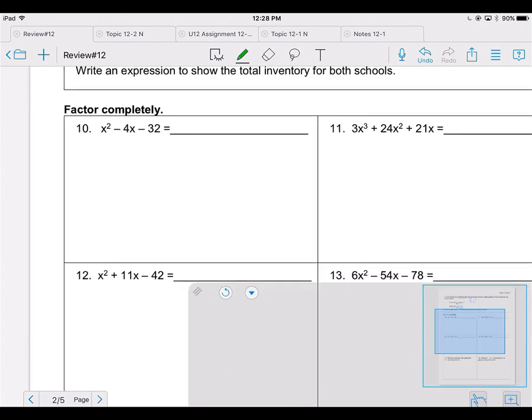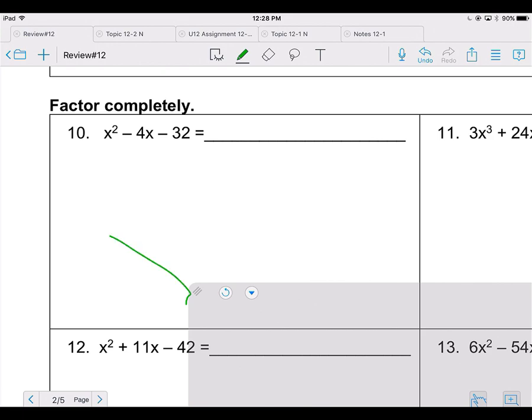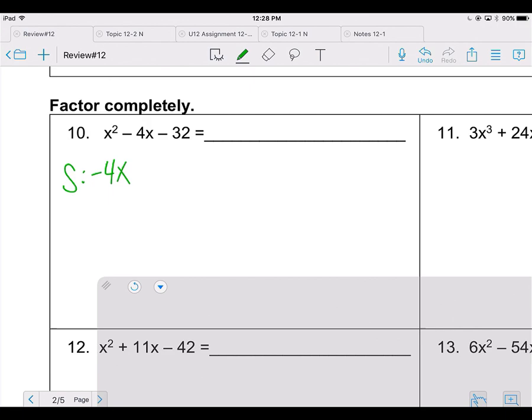We are then asked to take these and factor completely. So the first thing I do is look for a GCF. They don't all have x's, and we have a 1, 4, and 32. Remember, with 1, you can't take anything out of it, so we will not have a GCF. So we are looking for two numbers that will multiply to -32x squared and add to -4x.